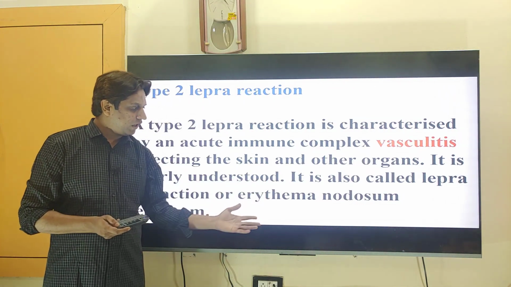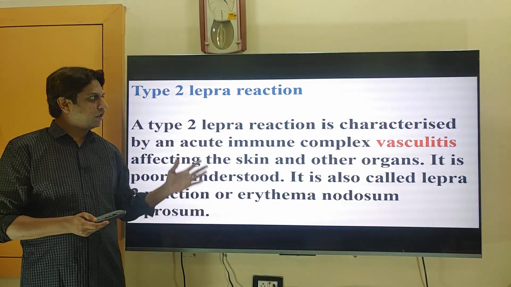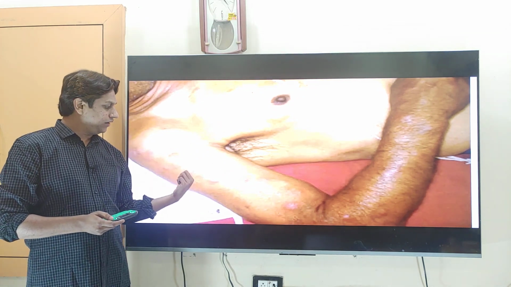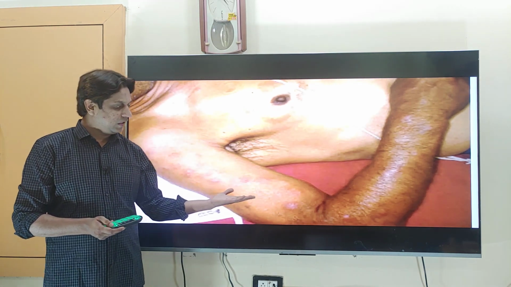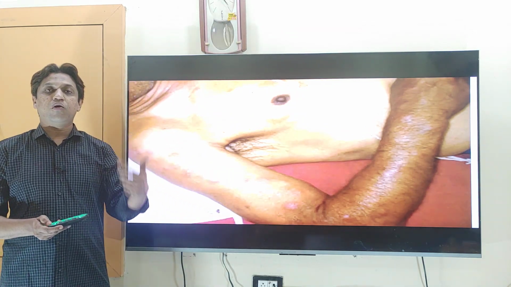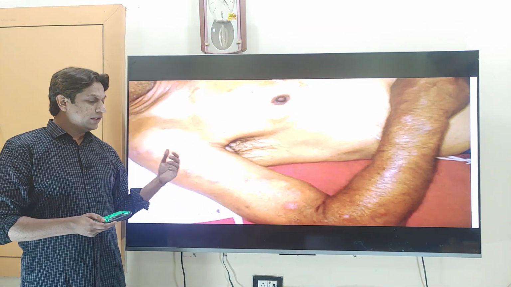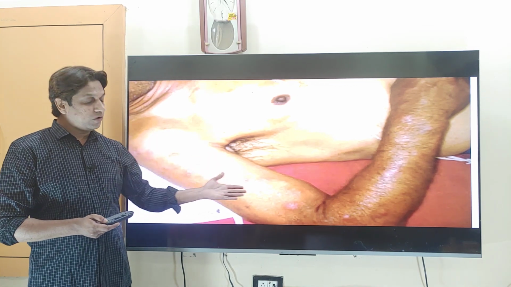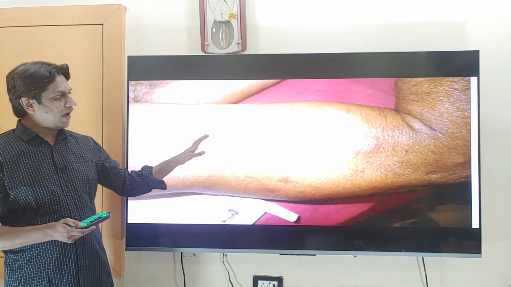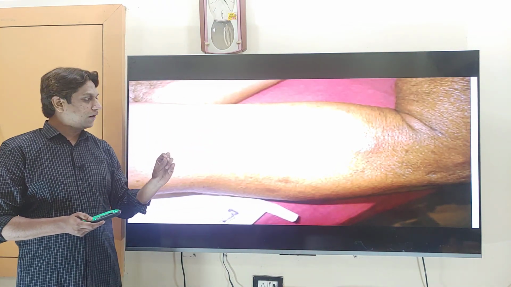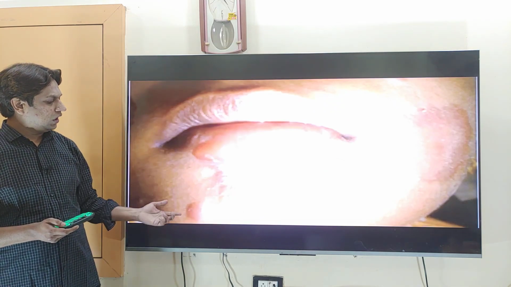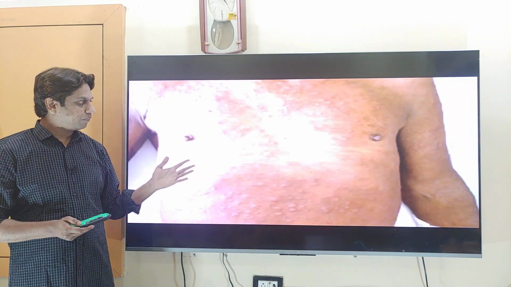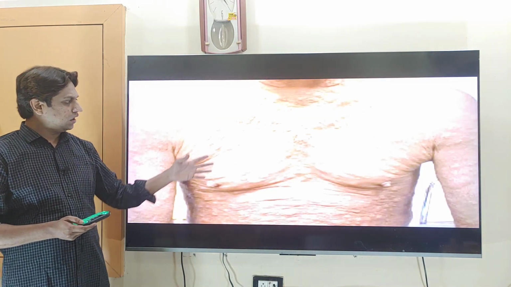So why is it called erythema nodosum leprosum? Because in the type 2 lepra reaction, there are new lesions which are erythematous nodules, that is nodules which are erythematous and seen in leprosy. That's why it is erythema nodosum leprosum, ENL. In type 1, the inflammation was in the existing lesions, but in type 2, new erythematous nodules are seen. Okay, and painful nodules are seen. So these are the pictures of the new ENL, the type 2 lepra reaction. Okay, new lesions which are scattered here.